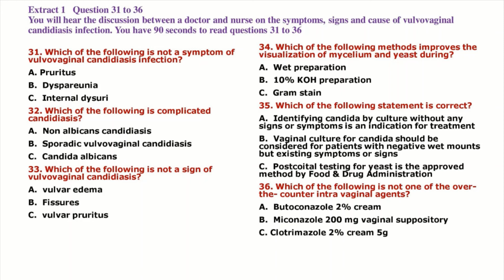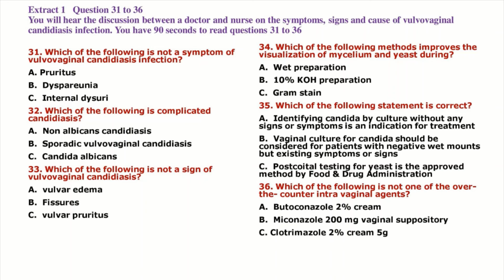5 grams intravaginally daily for 3 days, or miconazole, 100 milligram vaginal suppository, 1 suppository daily for 7 days, or miconazole, 200 milligram vaginal suppository, 1 suppository for 3 days, or miconazole 1200 mg vaginal suppository, 1 suppository for 1 day.